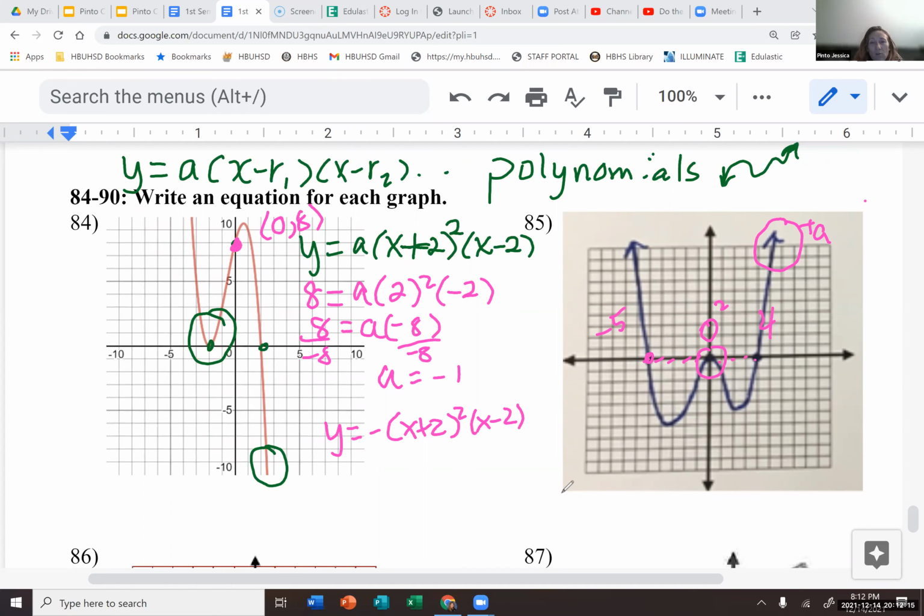So I kind of want a little bit more space just because I write so big. So I'm going to clear this out. y equals a, x plus 5, because minus minus. And then I have x minus 0, which would just be x. That has the multiplicity of 2. And then I have x minus 4.